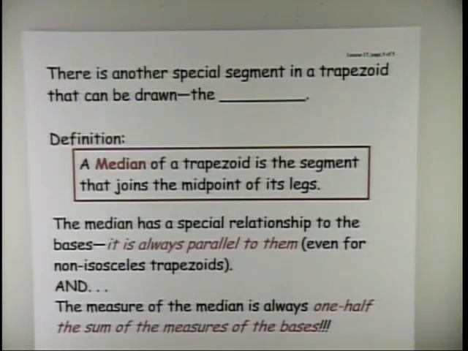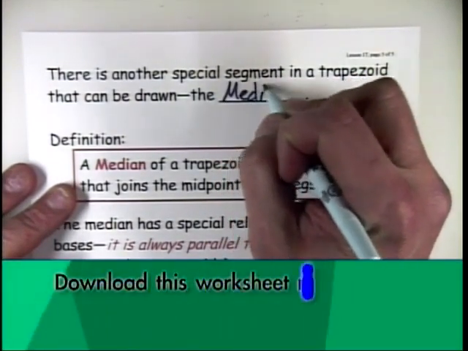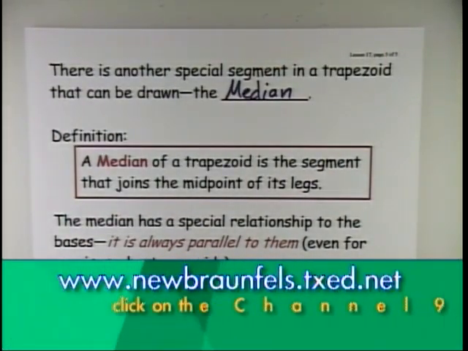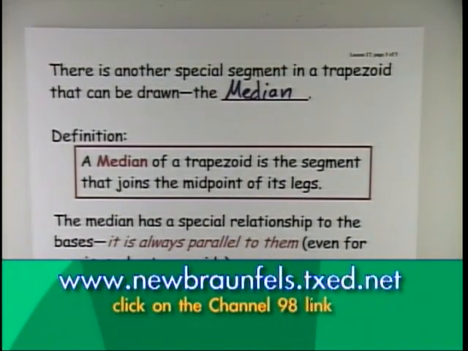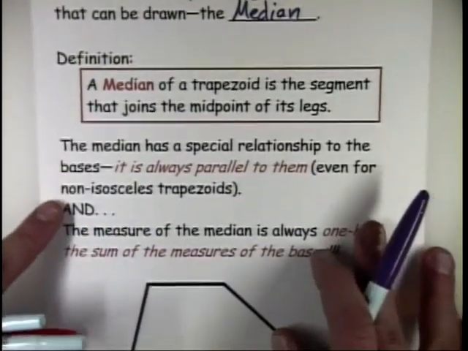All right, talking about trapezoids, there is another special segment that might not be given to you that we can certainly draw, and it has a special name. It's called the median. And a median implies middle. Like if you're driving down the highway, the patch of grass in between the highways is called the median. It's the middle of the two highways. Middle is the same context here. Here's the formal definition, though.